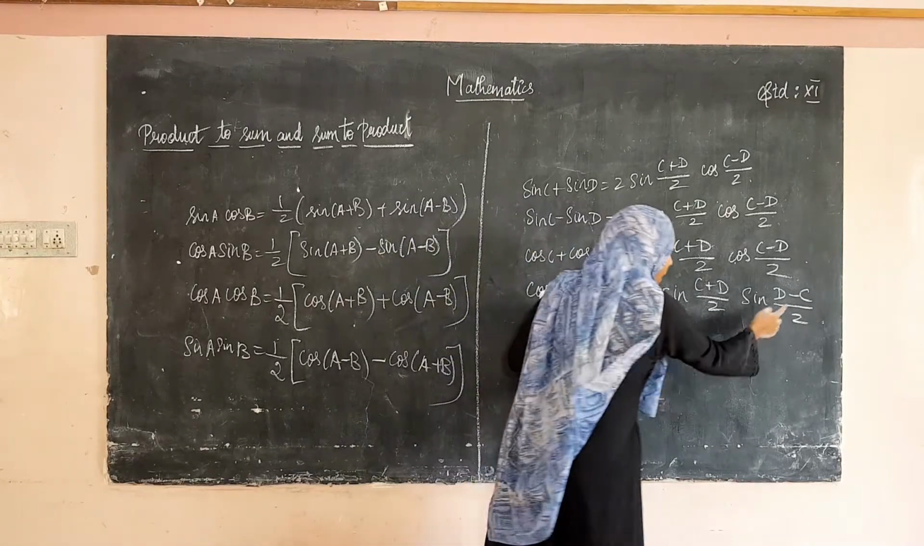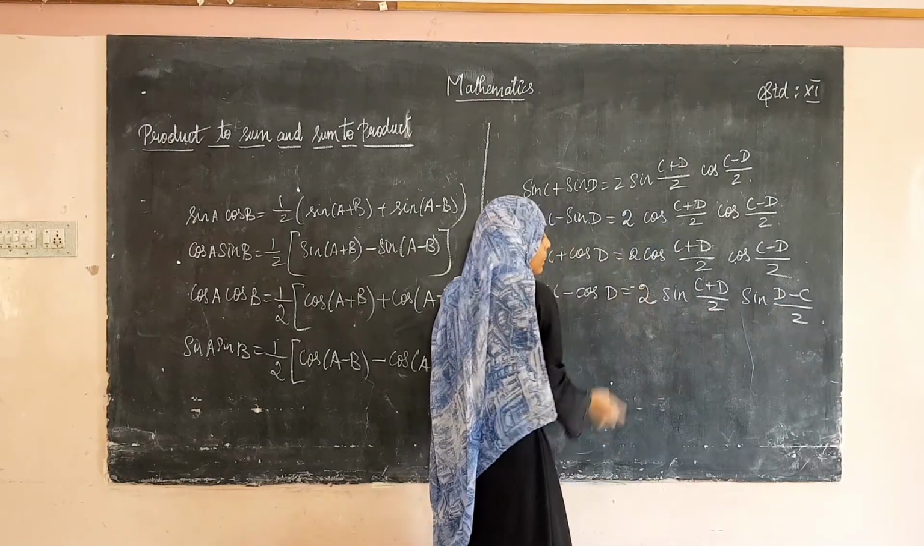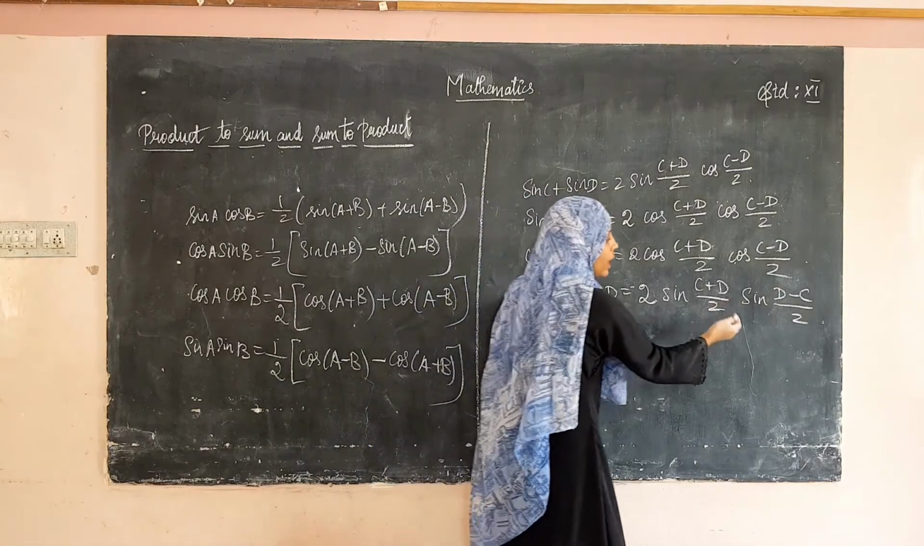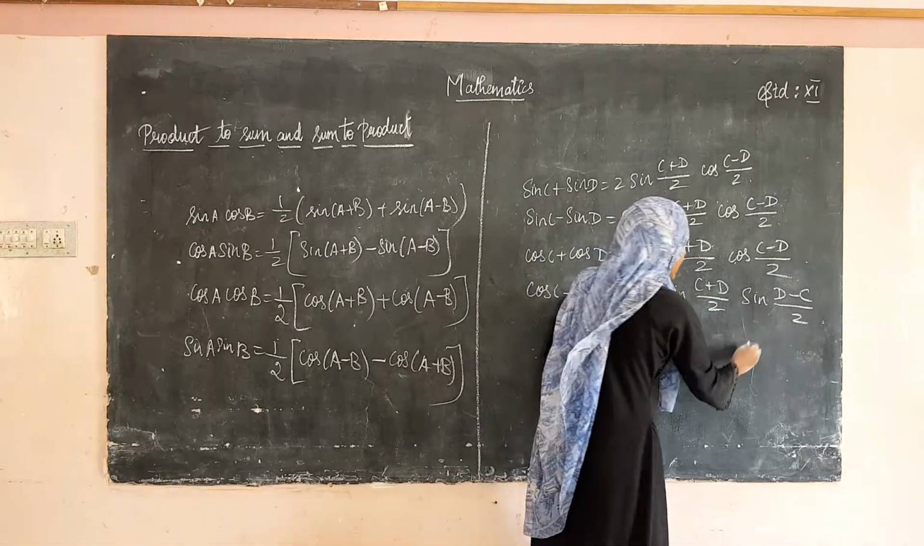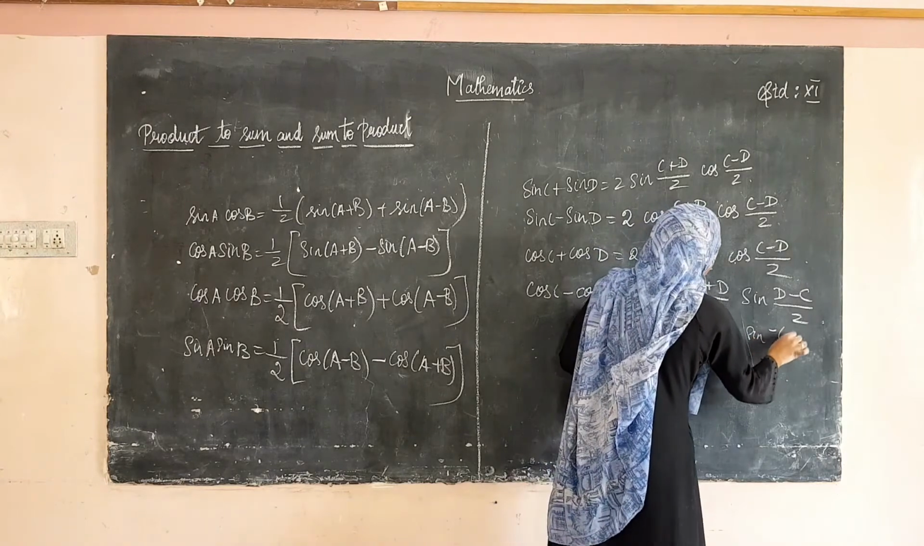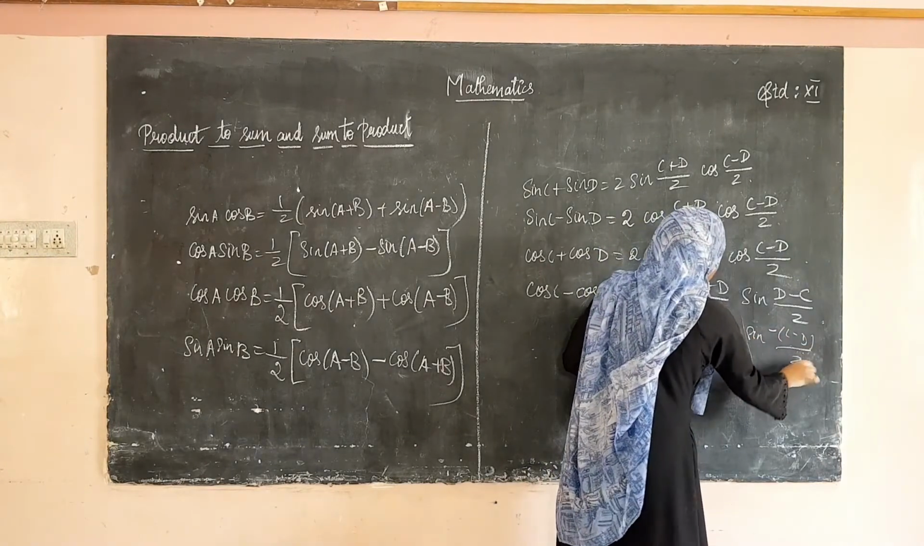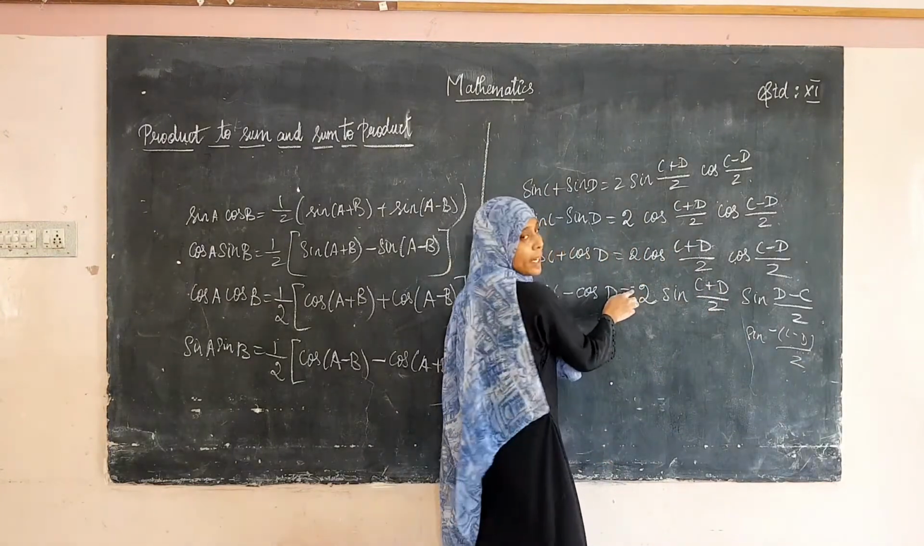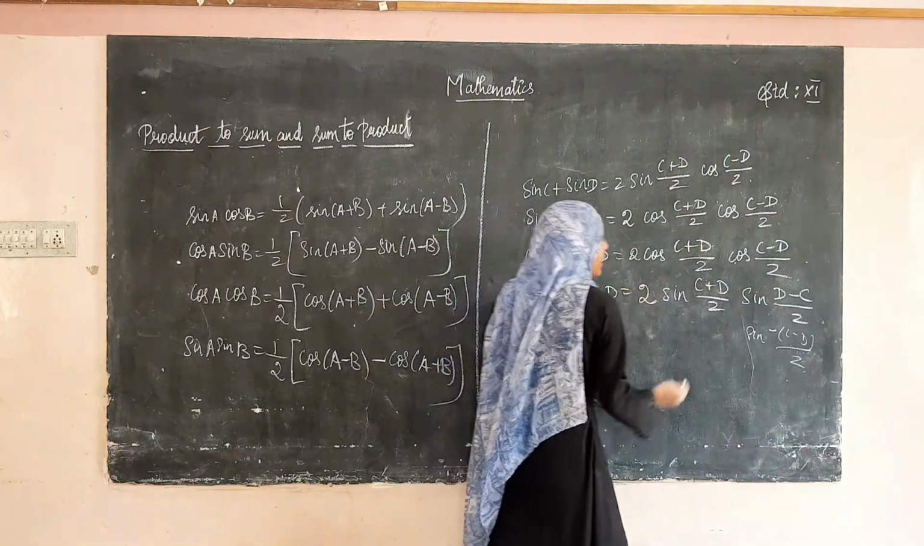If you write C minus D, a minus sign will come out, right? If you write this as C minus D, what happened? Sin of minus (C−D)/2. So sin of minus theta is equal to minus sin theta. So automatically one minus sign will be there. So you have to be very clear with the formula.